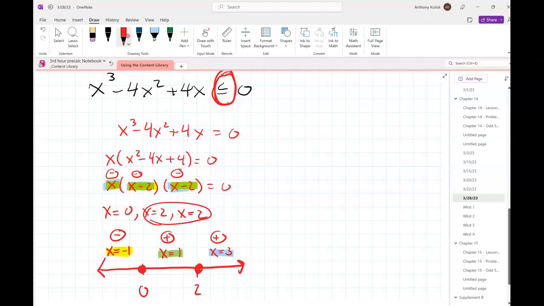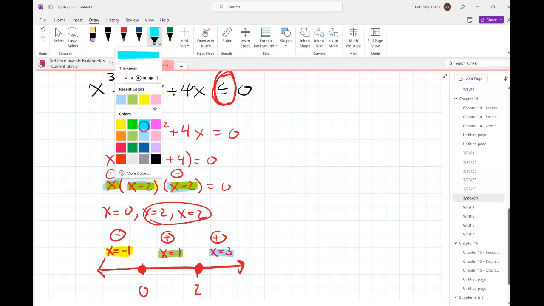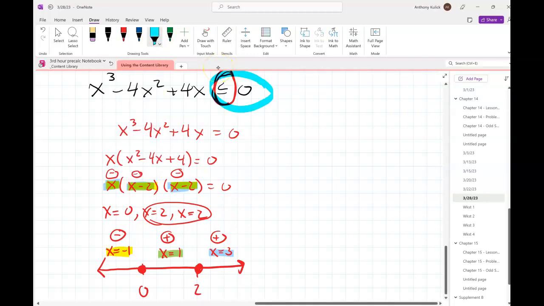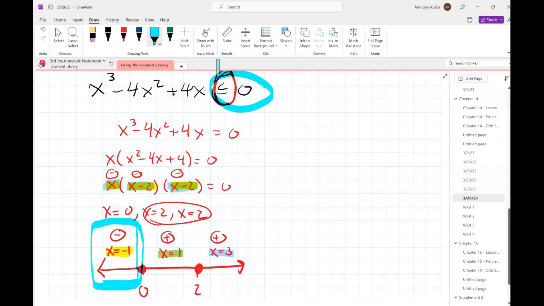So what is my solution going to be then if I'm interested in where we're less than or equal to 0? Negative infinity to 0 on the left, and 2. Why 2? Because it's where it's equal to 0, and I care about where it's less than or equal to 0. That's sneaky, right?